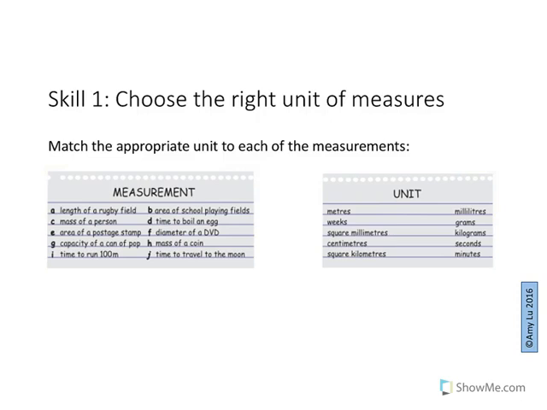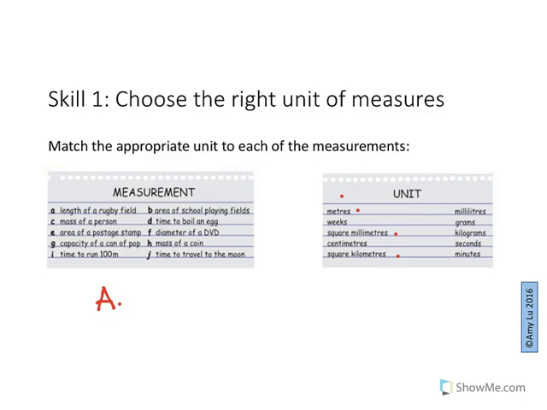So, for skill number 1, choose the right unit of measures. Match the appropriate unit of the measurements. So when we look at the left side, length of a rugby field, mass of a person, and so forth, which one of these units on the right matches that? So to measure A, the length of a rugby field, we have to use meters of some form. So would it be meters, square millimeters, square kilometers?